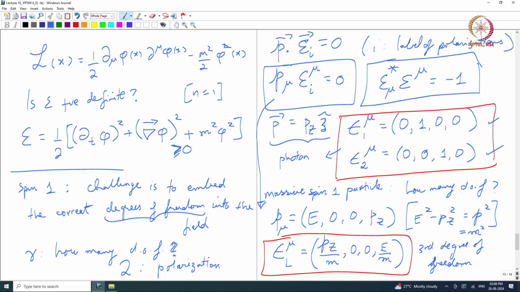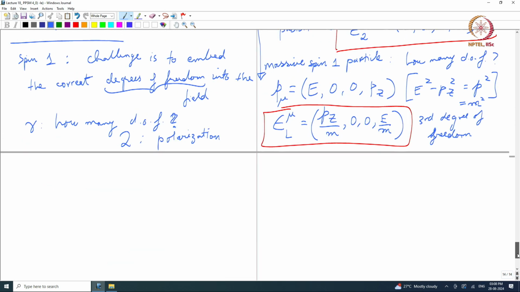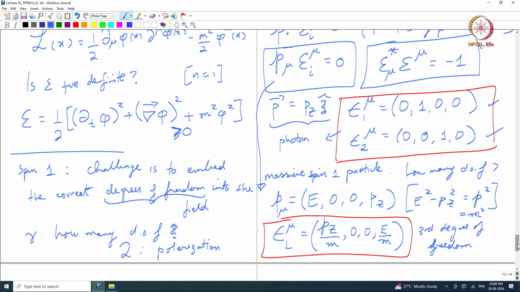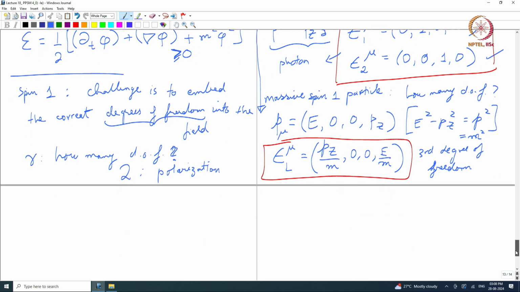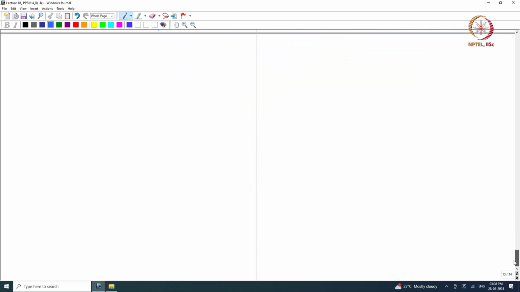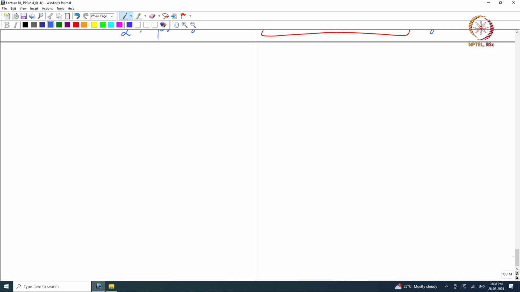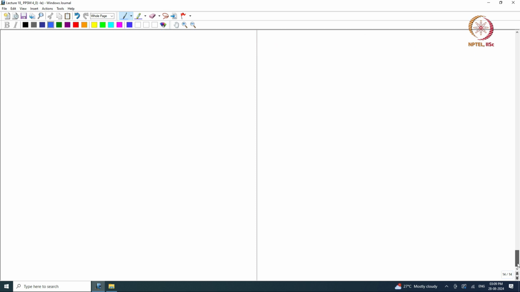Okay. Is there any other degree of freedom for a spin-1 particle? No, not really. Whatever else you do, you are never going to satisfy these conditions. We have satisfied the two polarization conditions already. Okay. So there are 3 degrees of freedom. So that's the first thing to remember for a massive spin-1 particle. And the challenge is to embed 3 degrees of freedom into a field theory. You have to write down a Lagrangian such that all these 3 are accounted for. Okay.